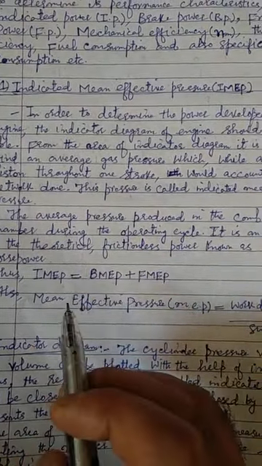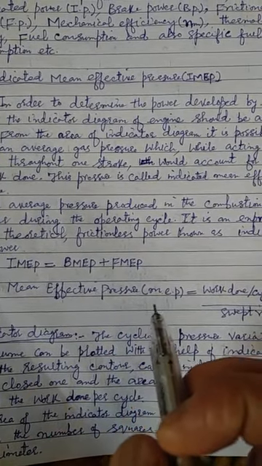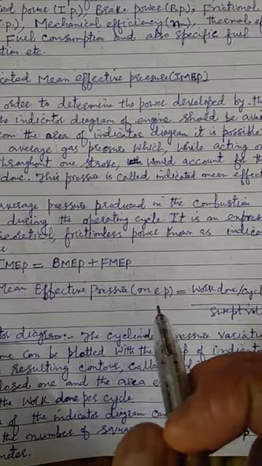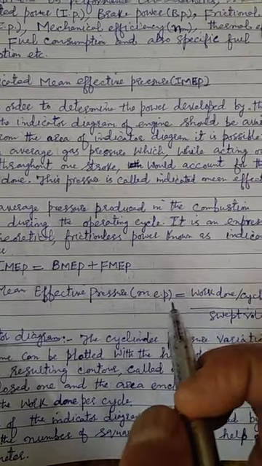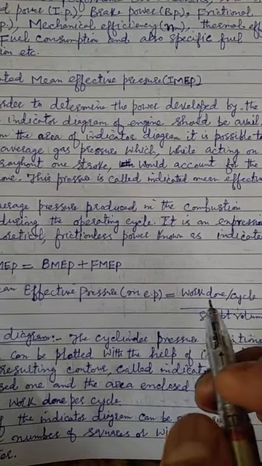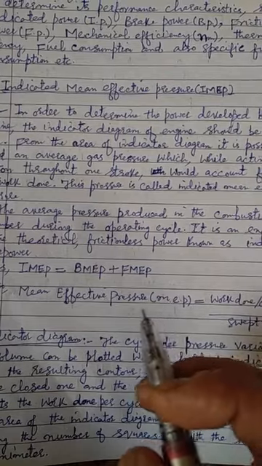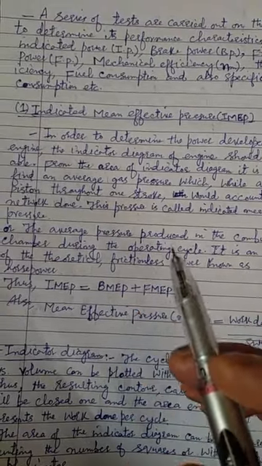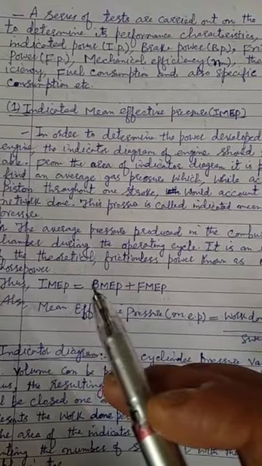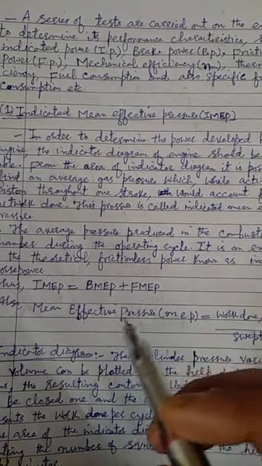Now, what is mean effective pressure? You must know this already. Mean effective pressure, designated as small mep here, is equal to work done per cycle divided by swept volume. That means work done per cycle divided by swept volume gives you the mean effective pressure. Indicated mean effective pressure is also a mean effective pressure, but it is related to the indicated horsepower. This is the main difference between the two.